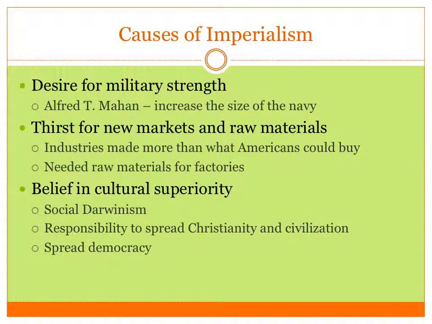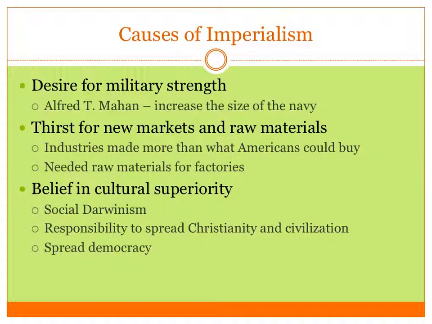The second cause of imperialism, again, stronger nations going out and taking over these smaller nations, is this thirst for new markets and raw materials. Countries like America and England were going through these industrial revolutions where they had factories creating all of these products, and they wanted to be able to sell them to more than just Americans, because if you sell more of your product, you make more money. So if you take over a smaller country, you can force them to buy your products. So that could be a reason.